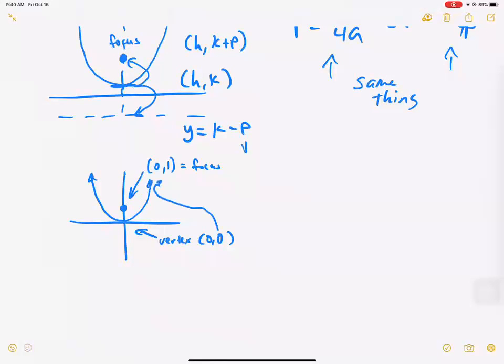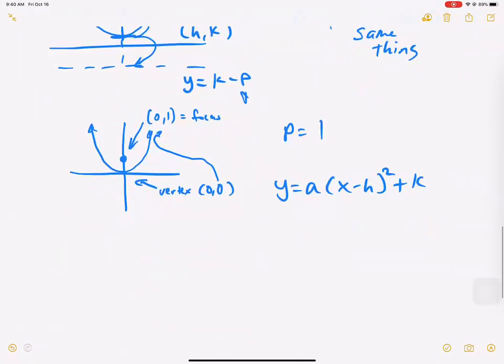All right, so given the vertex and given the focus, how far is the focus from the vertex? What is our p-value going to be here? Our p-value is equal to 1, right? So let's set up our equation. y is equal to a(x minus h) squared plus k. What is my h and k for this problem? My h and k is 0, 0, right? We said h and k was 0, 0. So we're just plugging in Lego pieces.